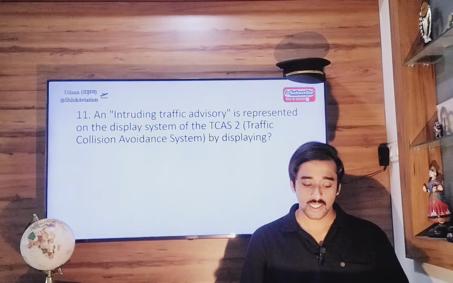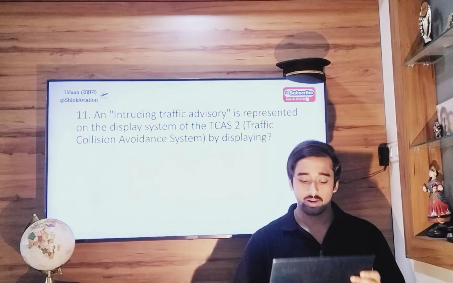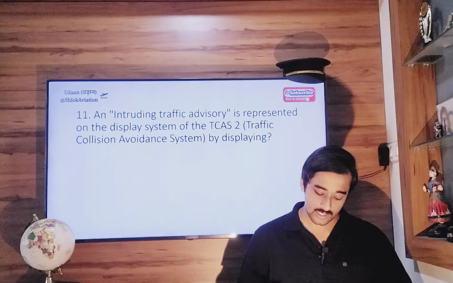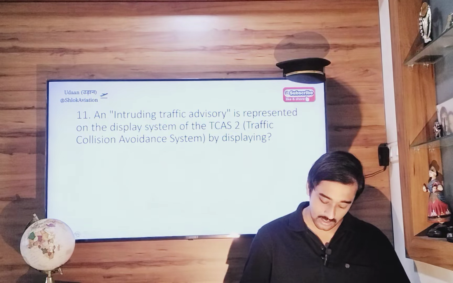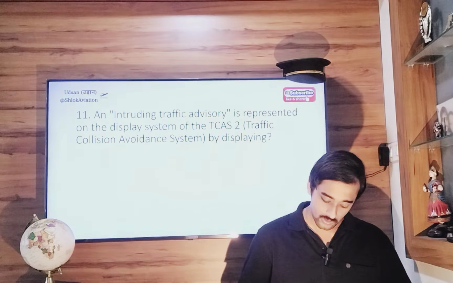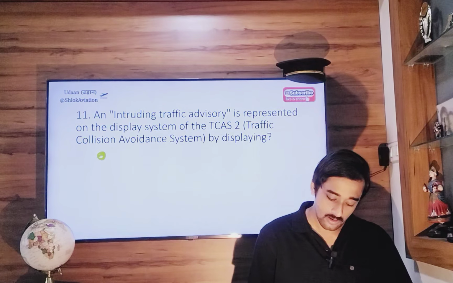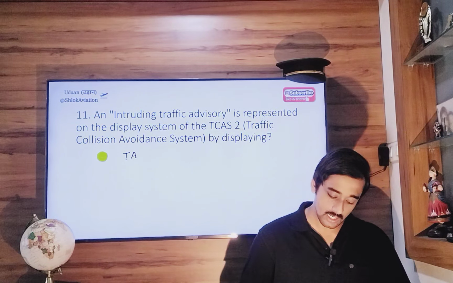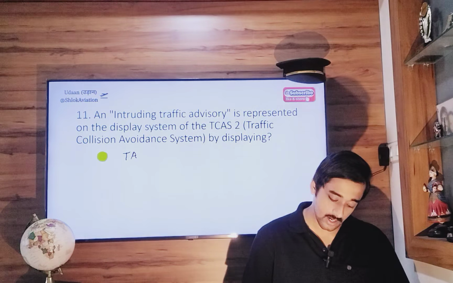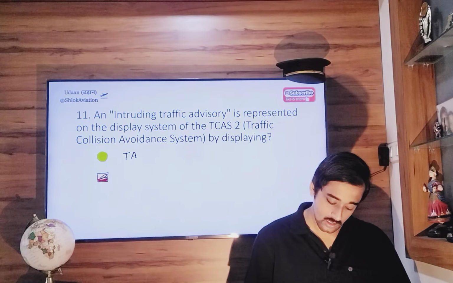Traffic advisory is represented on the display system of TCAS by what? So always remember that a traffic advisory is represented by a yellow, amber circle. Resolution advisory will be represented by a red square.